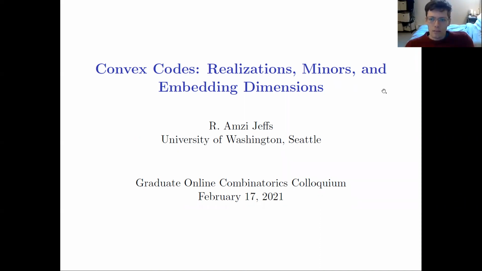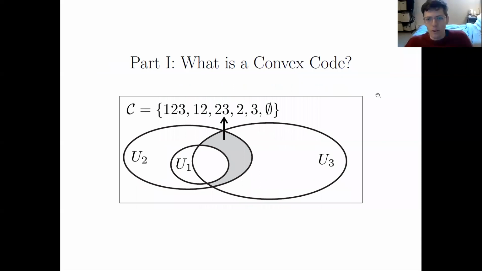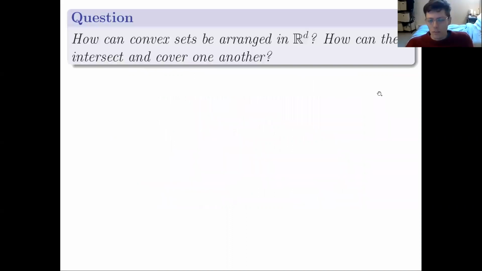The first thing that I want to talk about is what a convex code is and why we would care about them. This is the introductory framework portion of the talk. The general question that we're going to try and answer throughout this talk, and in this field in general, is stated quite vaguely on this slide: how can we arrange convex sets in Euclidean space? And specifically, how can they intersect and cover each other? This sounds pretty mathematically well motivated.